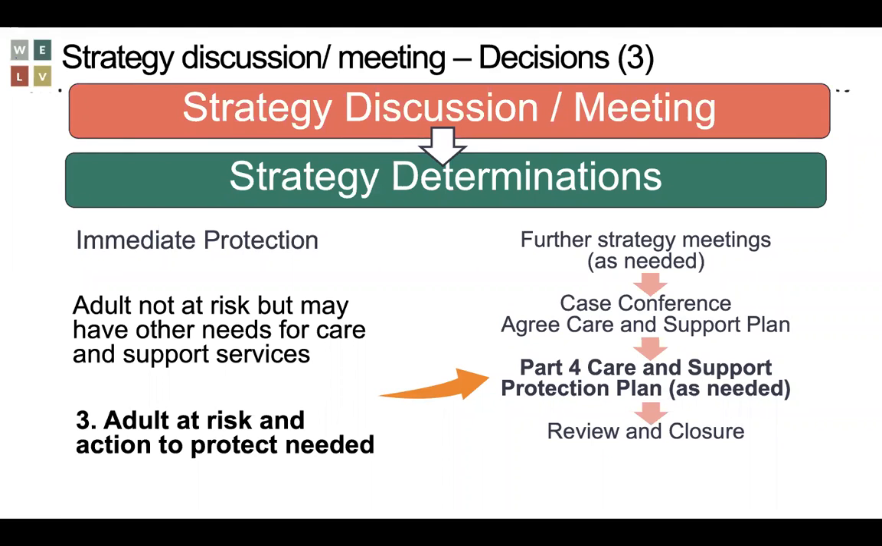So, the third determination that may be reached is that the adult is at risk and action is needed to protect them. If that's the case, there may be a need for further strategy meetings or discussions. There will then be an adult protection conference held. Again, a reminder that currently the procedures refer to a case conference in light of the Handling Individual Cases guidance. However, we will be referring here on inwards to an adult protection conference. From that conference, a decision will be reached as to whether a Part 4 care and support protection plan is needed for that individual.